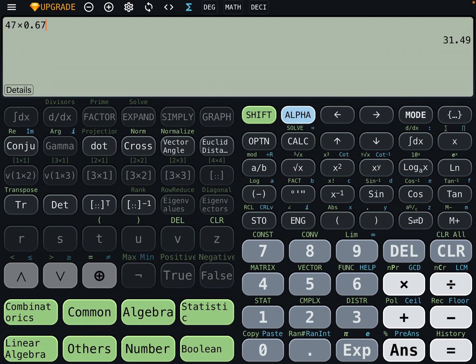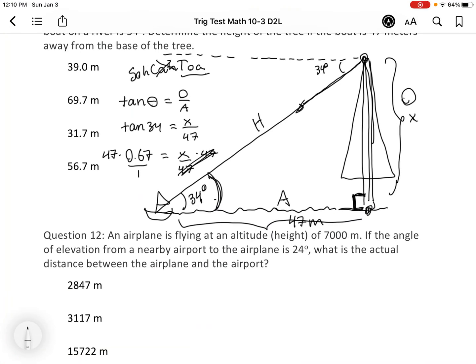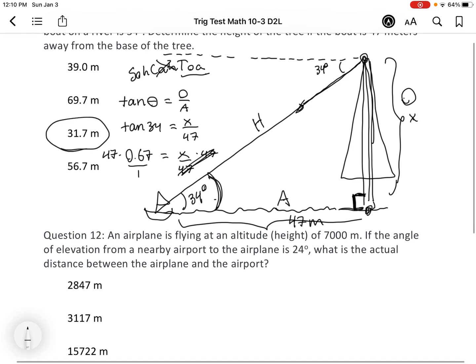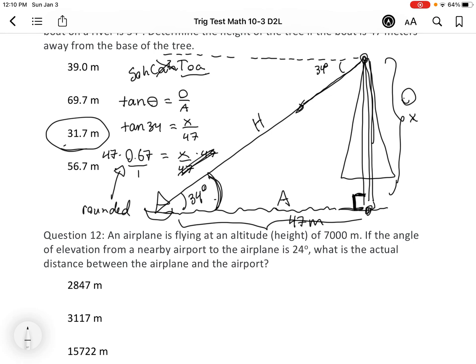And that's 31.49. So this is actually 31.7. So what happened, the reason why it's a bit off, is because I rounded this too early. That's probably why.